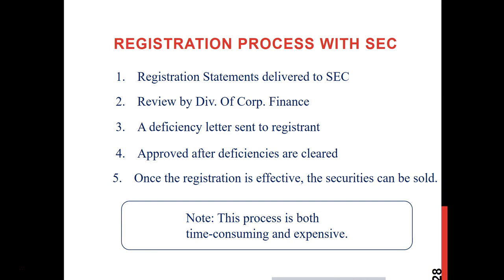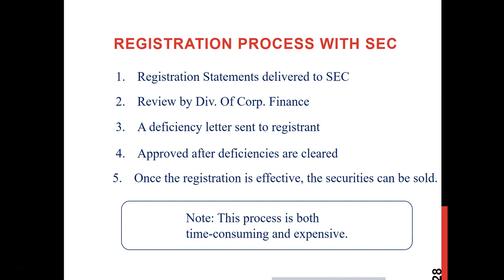So usually companies will provide the necessary data or make the necessary changes that the division suggests. And then when finally the Division of Corporation Finance is satisfied and feels that the company has fulfilled all SEC regulations, the registration statement is made effective, and then the company can sell the securities. Remember, this process is time consuming and expensive, and the division can issue the letter of comments several times, and it may take time for the companies to resolve all these issues.